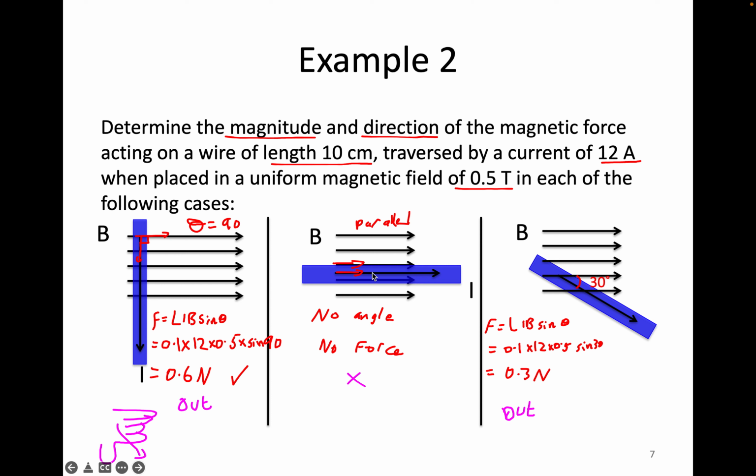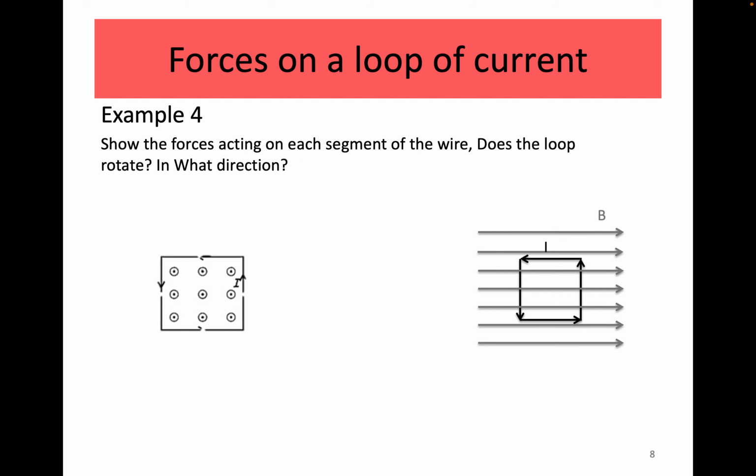If they're parallel, nothing. No angle, no force. And if you have an angle, same rule as before, but instead of sine 90, we will use sine 30, and you will realize that is half, 0.3, and the force is in the same direction, out. You can apply this now to a loop of a current. If you put a loop of current in a magnetic field, you can see perhaps it may rotate.